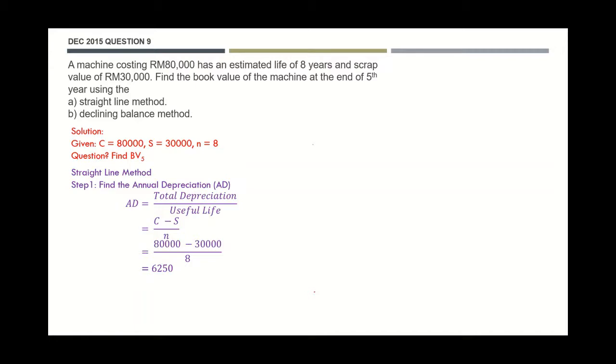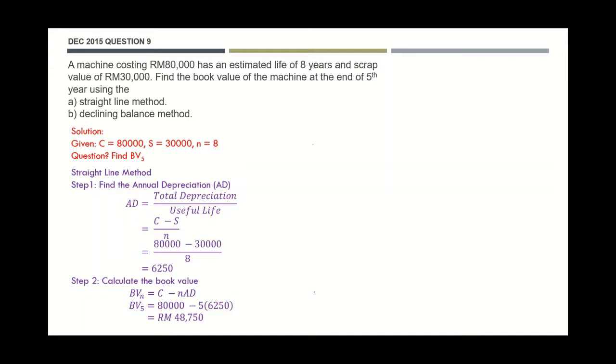Okay. So once you have found the annual depreciation using the straight line method, now you can find the book value for the fifth year. You can calculate it by using the book value formula, BVN equal to C minus N times AD, where N here refers to the year of the book value you are looking for. In this question, we are looking for the value of BV5. So N here is equal to 5.